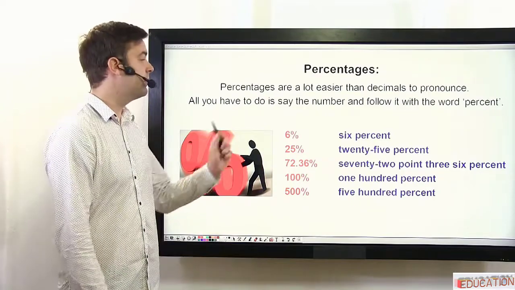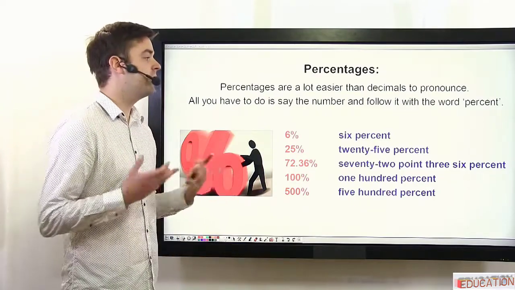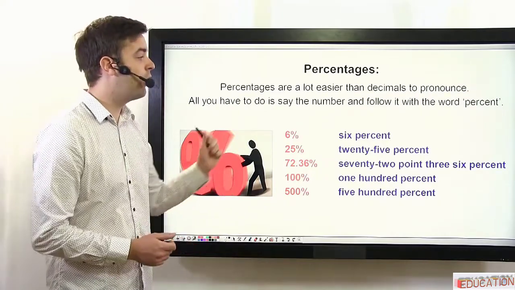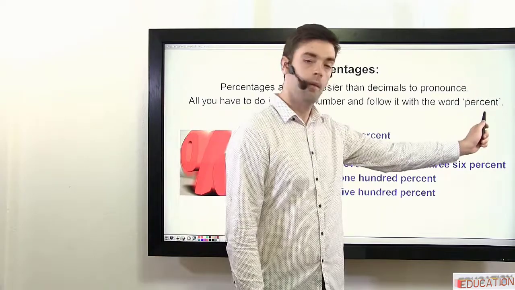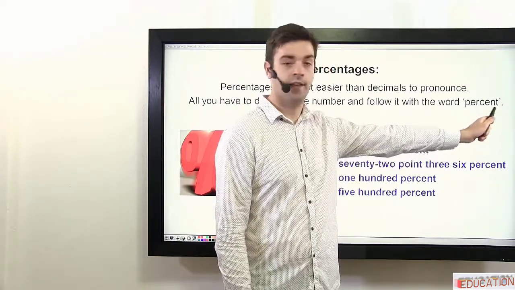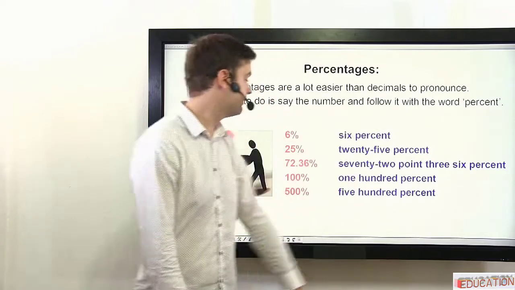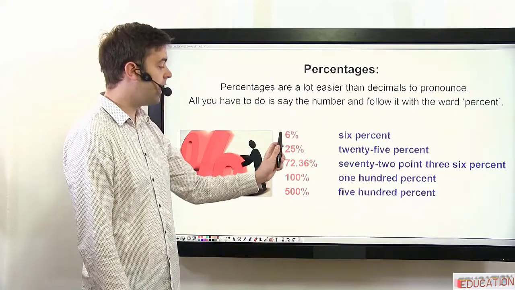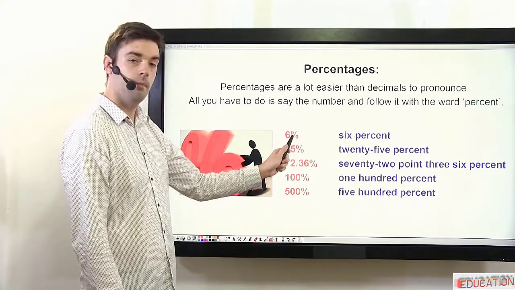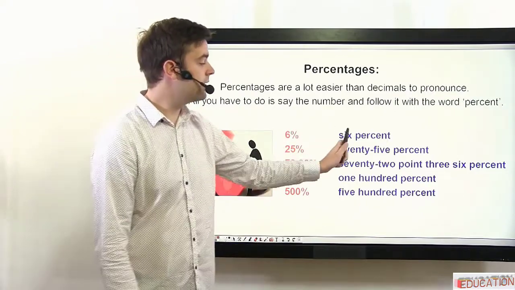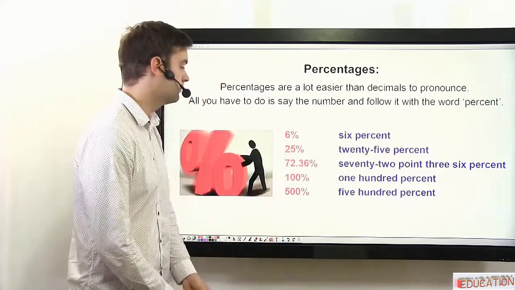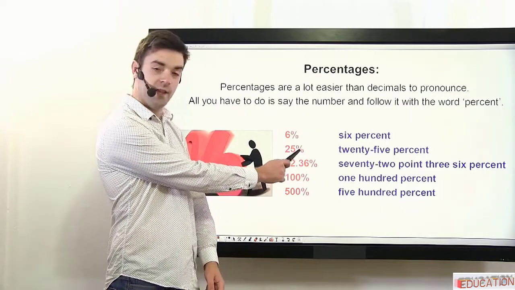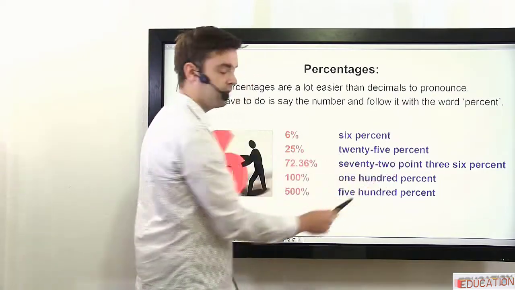Now, let's have a look at percentages. Percentages are a lot easier than decimals to pronounce. All you have to do is say the number and follow it with the word percent. So, let's have a look. Here we have 6%. Number 25. So 25%.